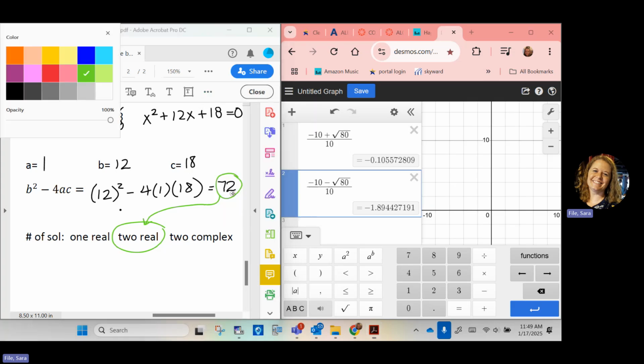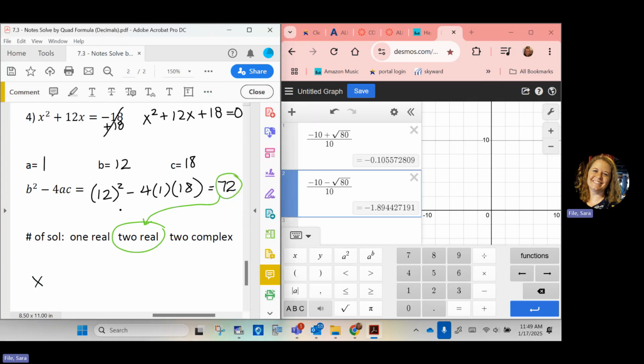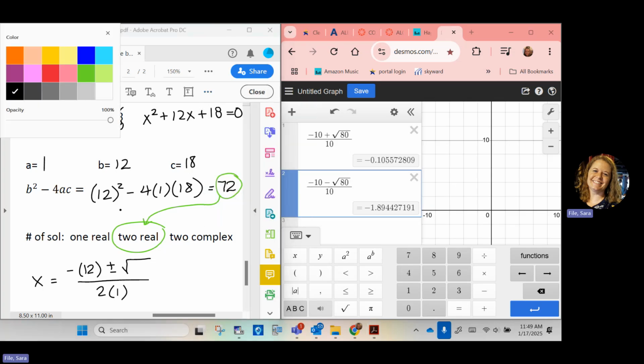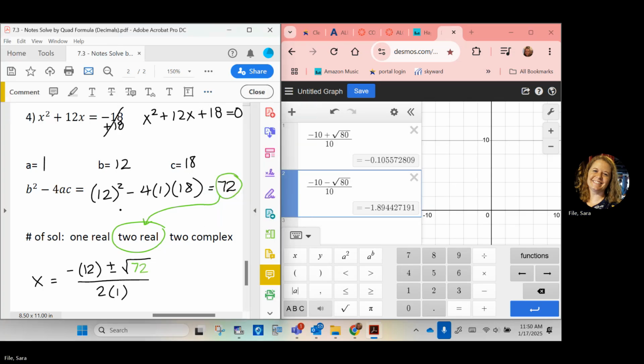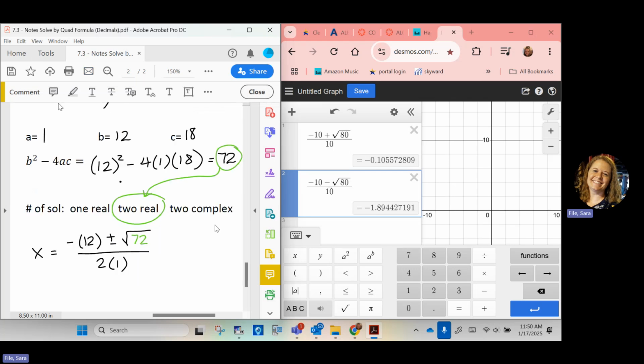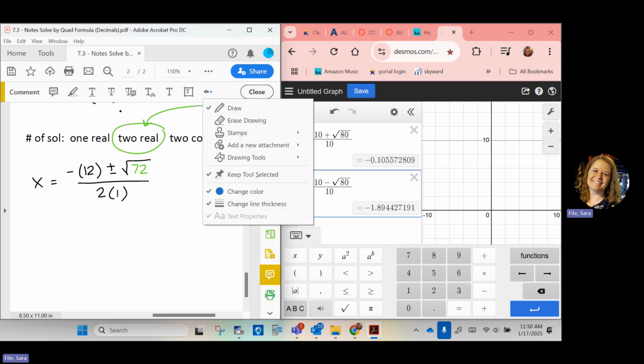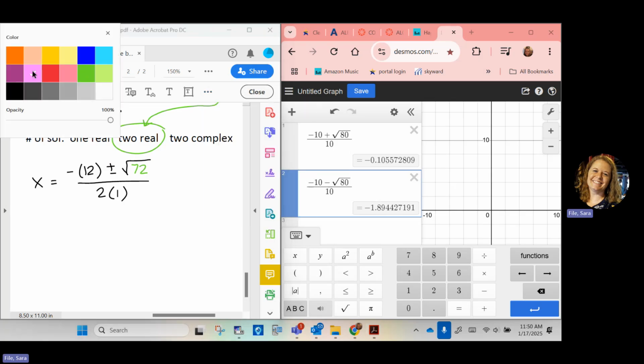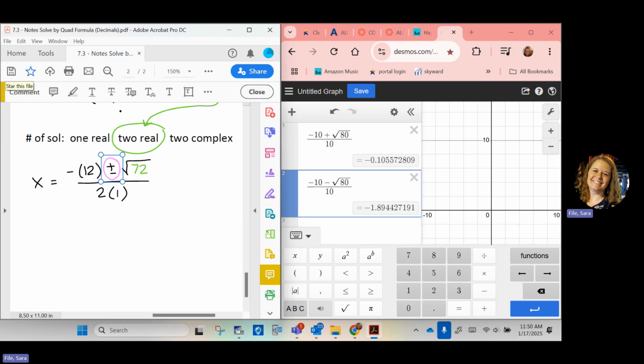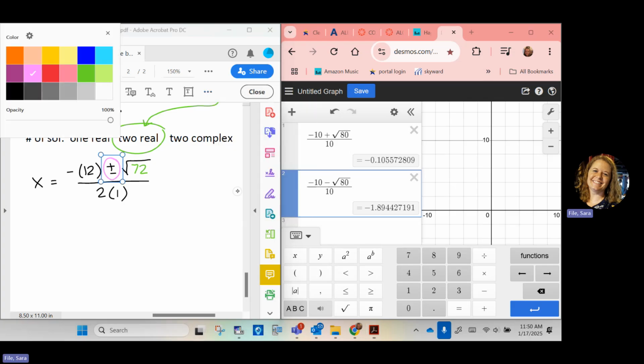So I'm going to plug these in to the quadratic formula. I'm going to have negative b plus or minus the square root, then all over 2a. And under that square root is that 72. 72 again is not a perfect square. So I see this is going to be an irrational value. So we're going to have decimals again. So I'm going to go ahead and simplify this, and separate because of that plus minus.